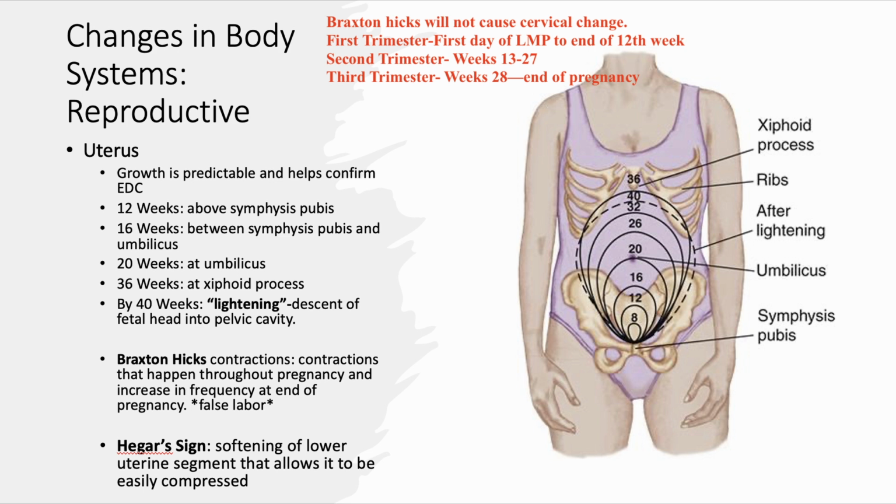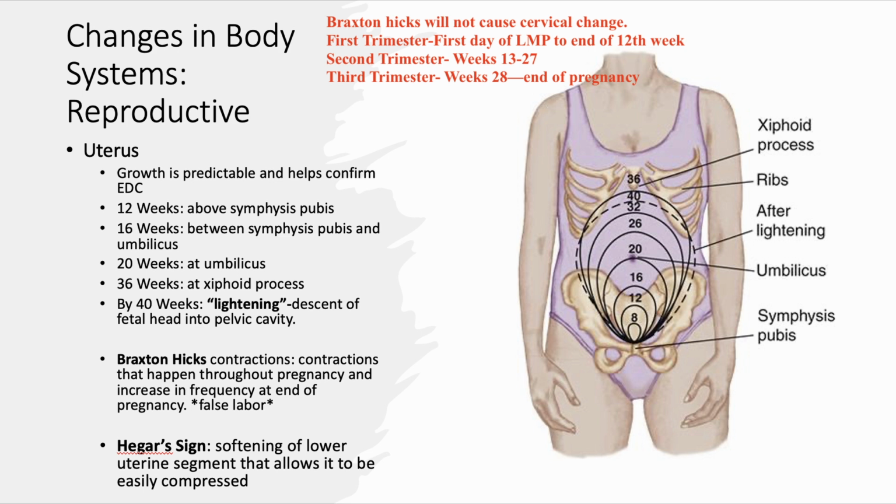One of the biggest changes that's going to happen is that the uterus is going to grow. The uterus has to grow as the baby grows to accommodate a whole baby. This growth is very predictable, so much so that we can literally say at 12 weeks, the top of the uterus, the fundus, is going to be at the symphysis pubis. At 16 weeks, it's going to be between that and the belly button. At 20 weeks, it should be at the belly button. By 36 weeks, it's all the way up at the xiphoid process, so it's very high up.